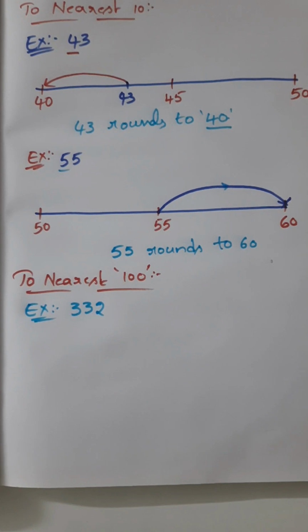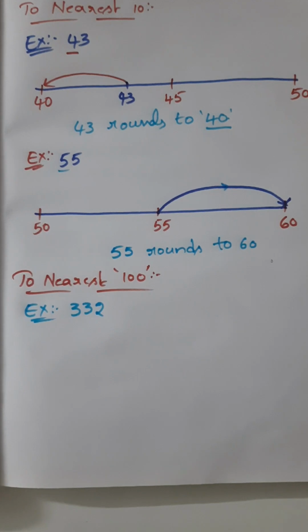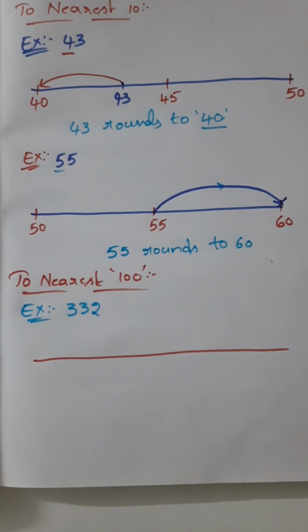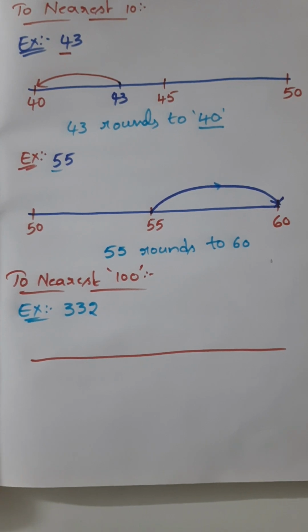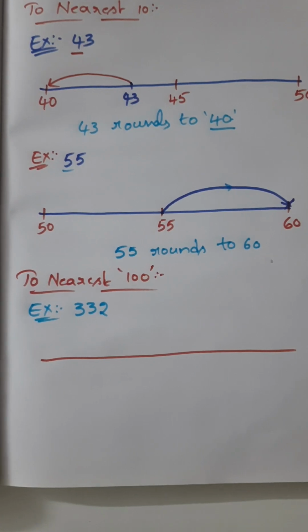To explain the nearest 100, I have taken the example 332. Like we did for the nearest 10, to go with the nearest 100, what do we have to do? First, we have to draw the number line. Then see what the place value is in the hundreds place. The value in the hundreds place is 3. So the value there is 300, which we have to write on the left-hand side.